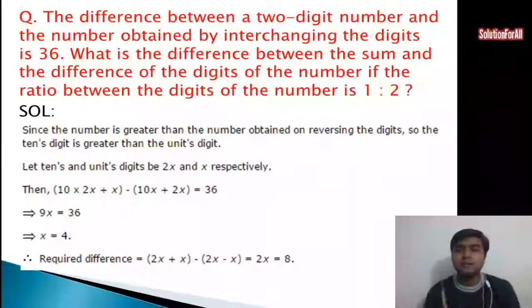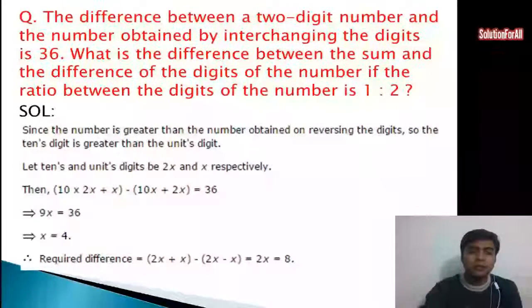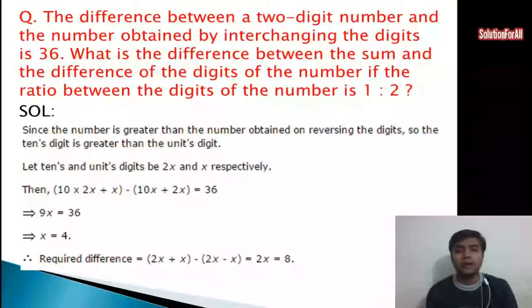What we have to find is the difference between the sum and the difference of the digits of the number. We have got the value of x as 4, the value of 2x will be 8, that means the number will be 84. So we'll add the two digits first, then subtract the two digits, then subtract the whole: 2x plus x means 8 plus 4, minus, again in brackets, 8 minus 4, which is equal to 2x only, that is equal to 8. So the answer is 8.